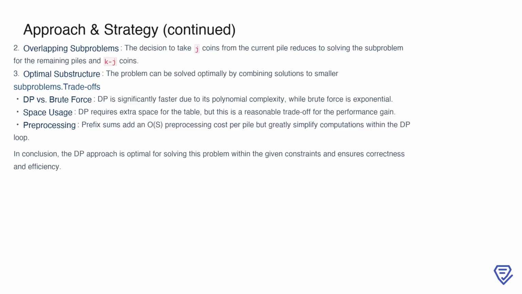When comparing the trade-offs, the dp approach is far superior to brute force due to its polynomial time complexity. While it does require additional space to store the dp table, this is a reasonable trade-off given the substantial performance improvement. Additionally, the pre-processing cost for prefix sums is minimal and pays off by streamlining the dynamic programming computations.